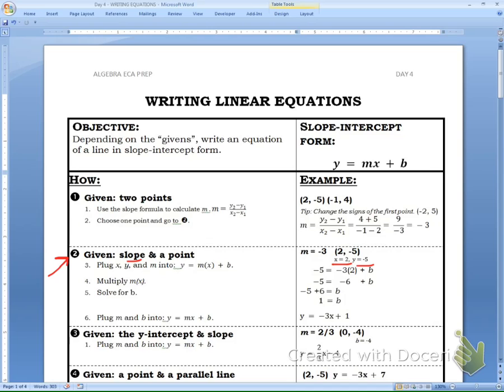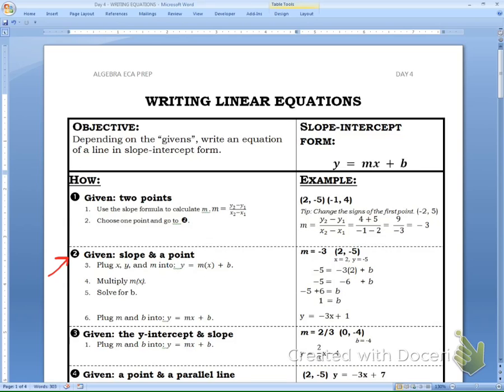So our steps are, the first step for this is plug your x, y, and m into the y equals mx plus b formula. And notice how I put parentheses around that x, because when you fill it in, you're going to have to put in the parentheses. So in my example, I had an example slope of -3, so that went right here. And our x value and y value. Let me do this in color for you.